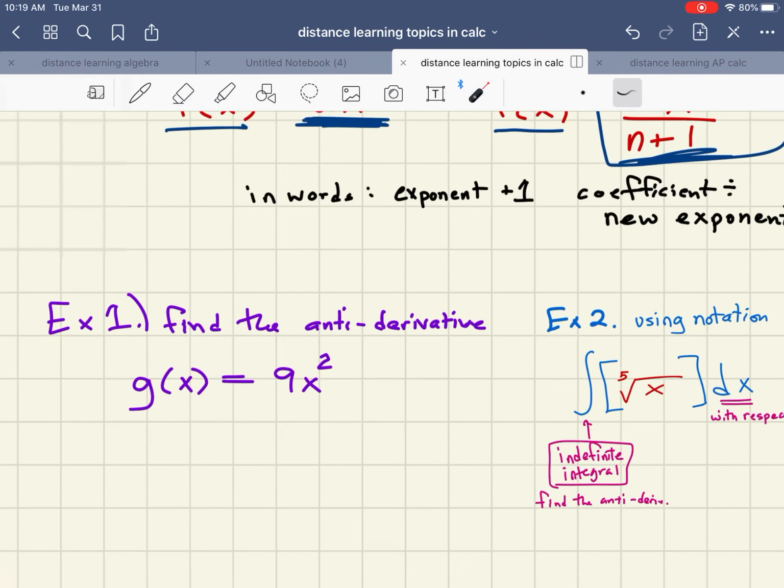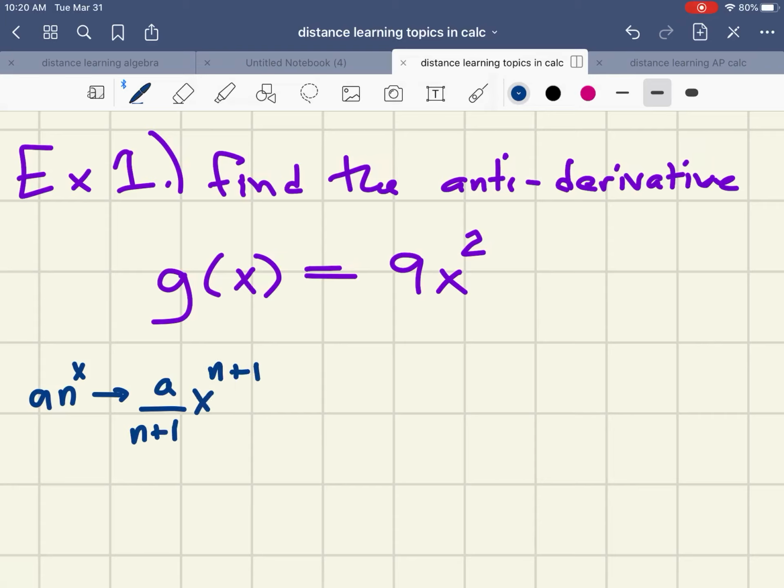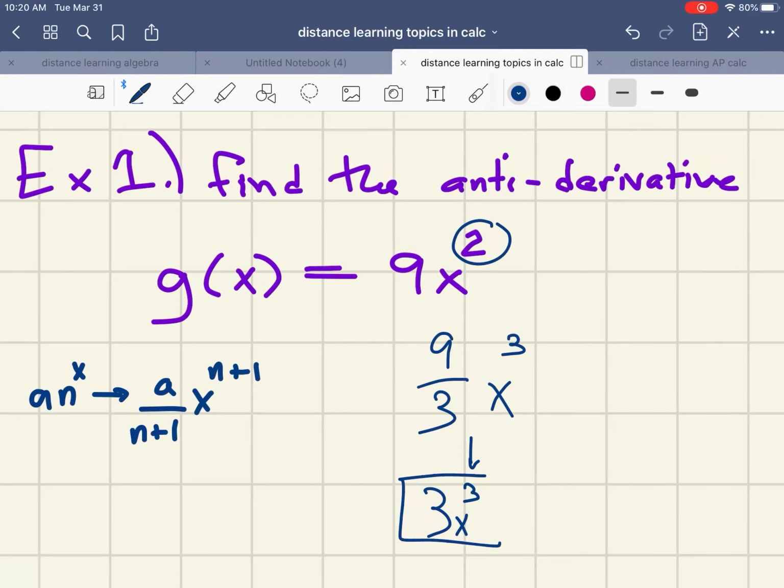So let's try it right here. Again, I'm going to rewrite the rule because it's so fresh for you guys. a x to the n goes to a over n plus 1, x to the n plus 1. So very simply, we're going to take our exponent and increase it by 1. We're going to take our coefficient and divide by that new exponent, and we're going to simplify. So we get 3x cubed here.